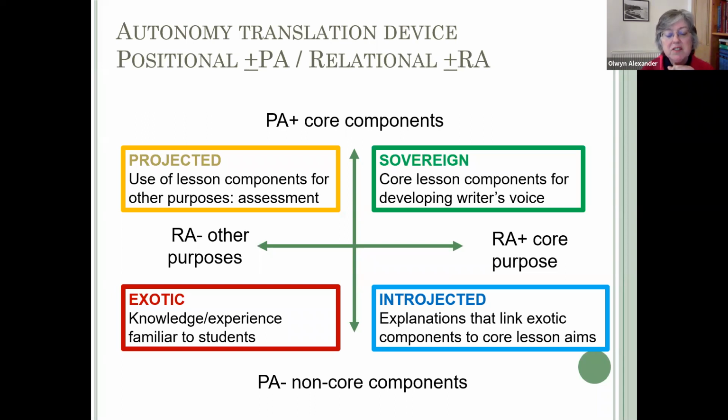And then on the right, they're similar purpose but different content. We've got Introjected, where the exotic is linked to the purpose using explanations which link back to the core lesson aims. And then in the top left-hand corner, Projected, where we're using the lesson content for different purposes. And in our case, it happens to be for assessment.